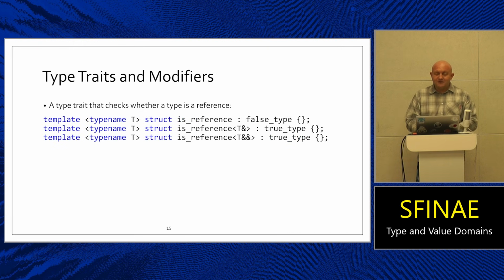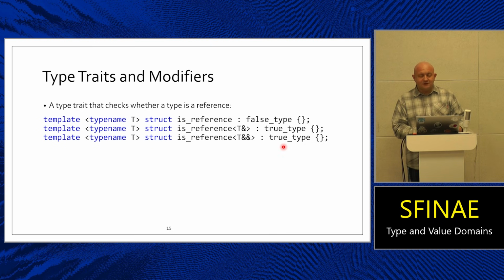Great. And here's a very simple one: the trait is_reference. We start with the general case. is_reference of T is false_type. Then we add two partial specializations, one for T& and one for T&&, both deriving from true_type, and that's it. How do you think? Will it work? And yes, of course, this works exactly as expected.